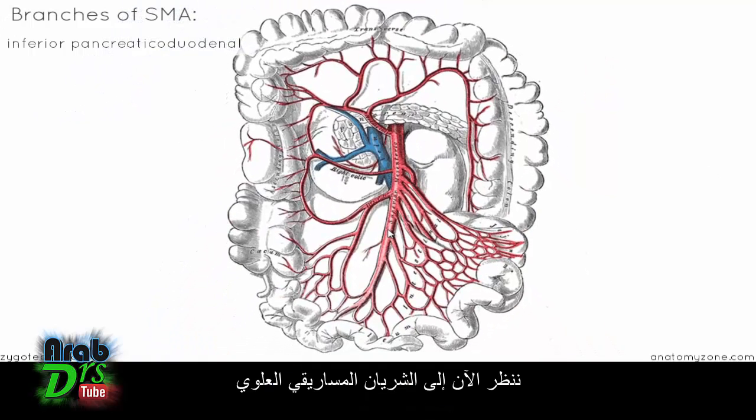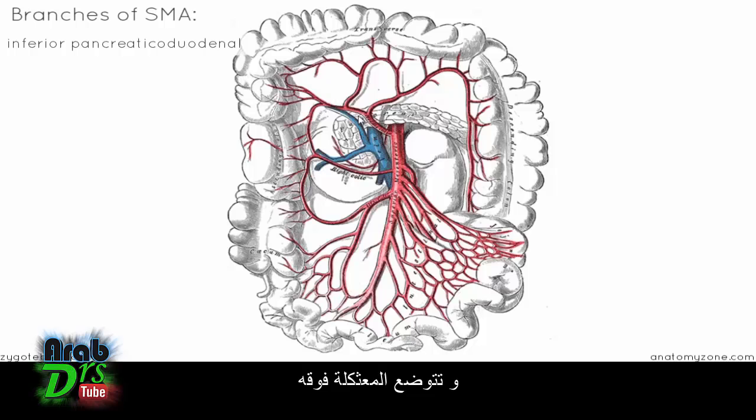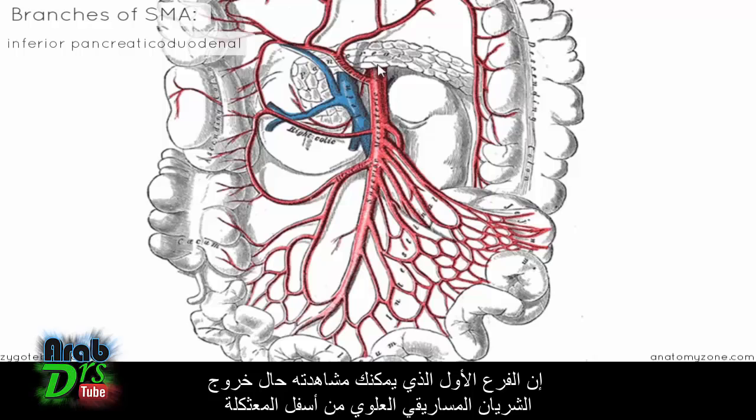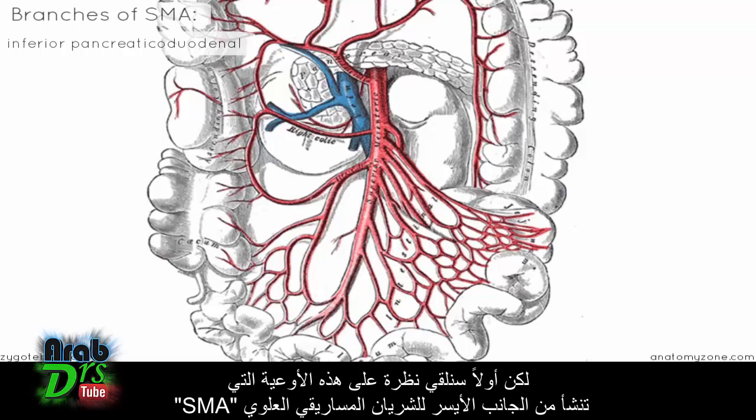We're looking here at a view of the superior mesenteric artery. You've got the superior mesenteric vein running alongside it to the right, and you've got the pancreas sitting on top of it. You can see how these vessels emerge just under the neck of the pancreas. The first branch you can see here, just after the superior mesenteric artery comes out from underneath the pancreas, is the middle colic artery. I'll come back to talk about the middle colic artery in a moment, but first we'll look at the vessels that come off the left side of the SMA.